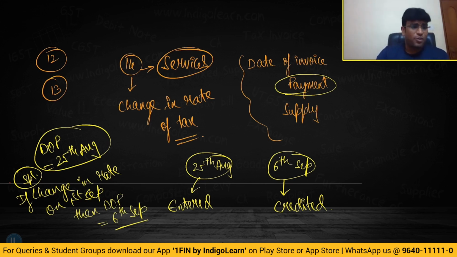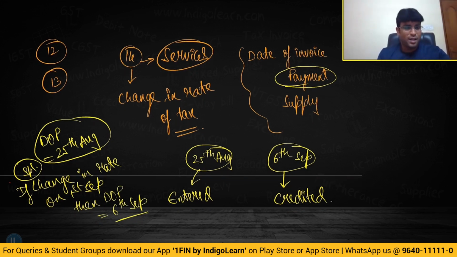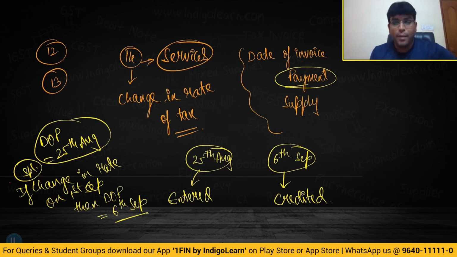A student is asking, sir, why are you talking like that? I'll tell the reason why. Let me tell you the reason why this concept is important, my dear friends. Generally, date of payment means the date when payment is entered in the books or the date when payment is credited in the bank, whichever is earlier. That is the general answer.